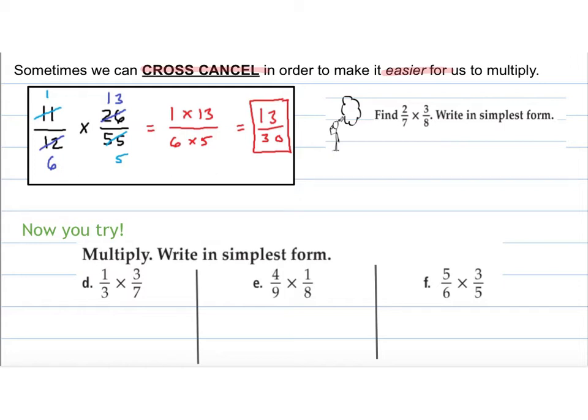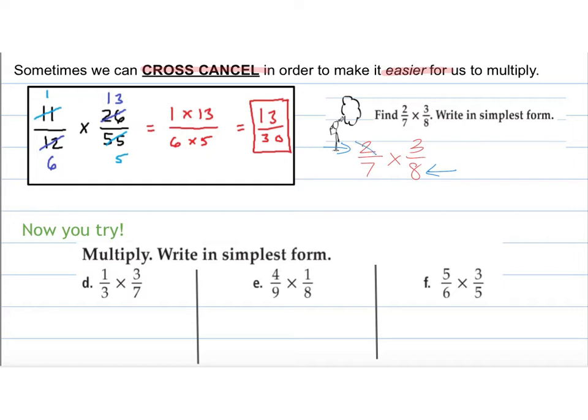So what we can do is, before we multiply, we can cancel if the diagonal numerator and denominator have a common factor. So let's see here. In 2/7 times 3/8, what I notice is that this numerator and this denominator share a factor of 2. So at the end of the day, when I'm done multiplying, I could divide by 2. But instead, I'm going to do it now.